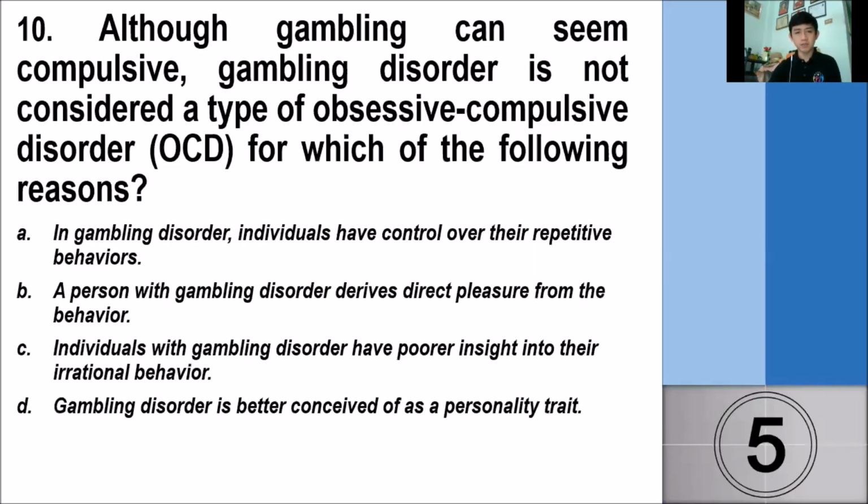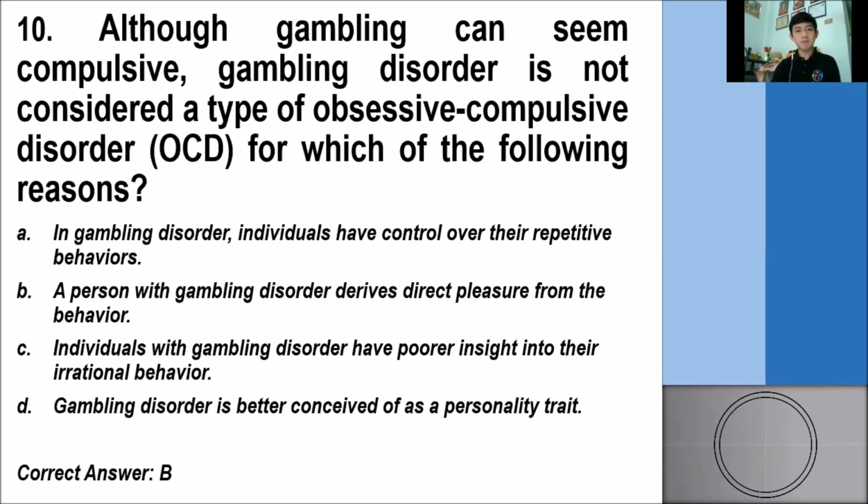Although gambling can seem compulsive, gambling disorder is not considered a type of obsessive-compulsive disorder for which of the following reasons? A. In gambling disorder, individuals have control over their repetitive behaviors. B. A person with gambling disorder derives direct pleasure from the behavior. C. Individuals with gambling disorder have poorer insight into their irrational behavior. Or D. Gambling disorder is better conceived of as a personality trait. Time is up. The correct answer is letter B.